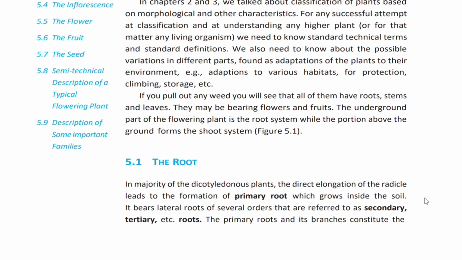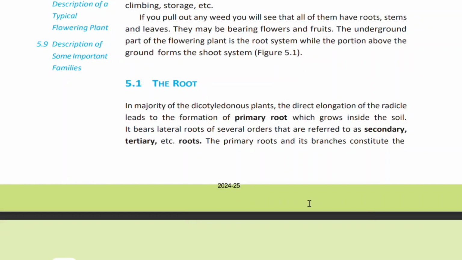If you pull out any weed, you will see that all of them have roots, stem and leaves. They may be bearing flowers and fruits. The underground part of the flowering plant is the root system, while the portion above the ground forms the shoot system. 5.1 The root. In the majority of dicotyledonous plants, the direct elongation of the radicle leads to the formation of a primary root which grows inside the soil.